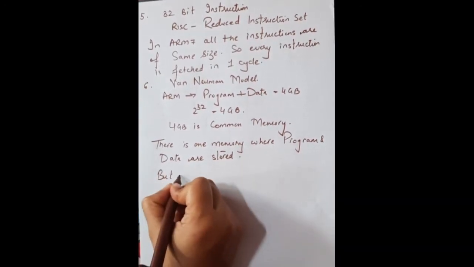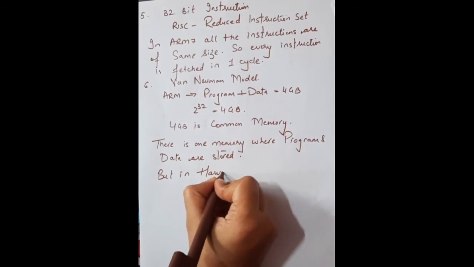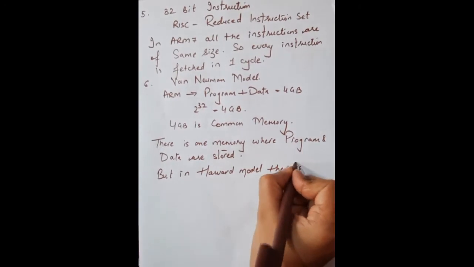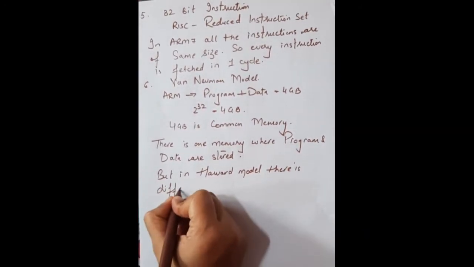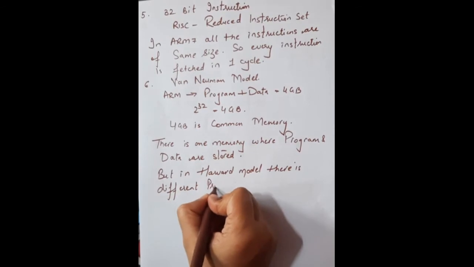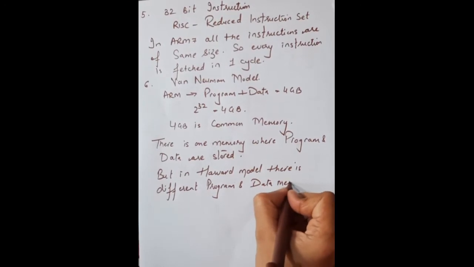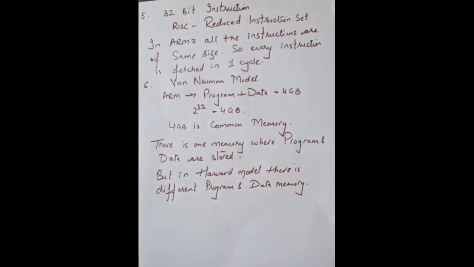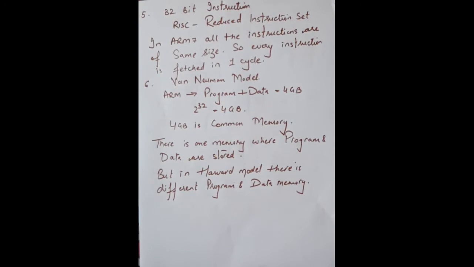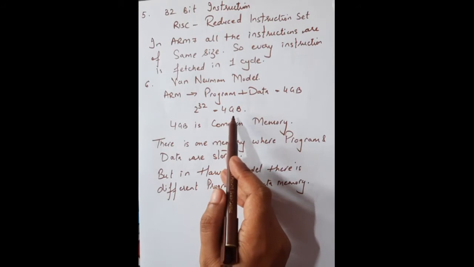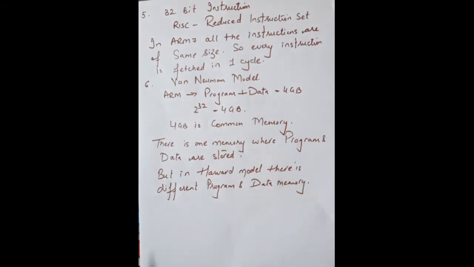But in the Harvard model, there are different program and data memories. So 8051 is a Harvard model. In 8051, there is a different 64 kilobytes of program and data memory, whereas in the ARM processor, 4 GB can be accessed by program as well as data memory.